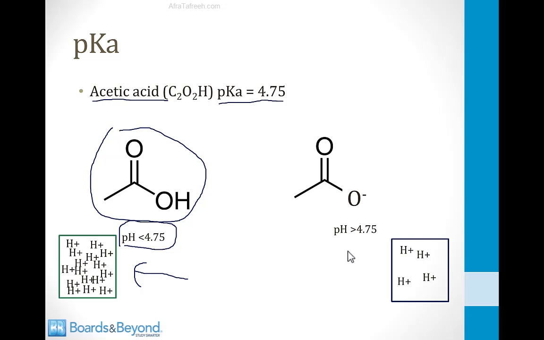On the other hand, if the pH is above 4.75, this means you have relatively few hydrogen ions around, as I've shown in this picture here. So therefore, this is going to be the form of the acid you will be more likely to encounter.